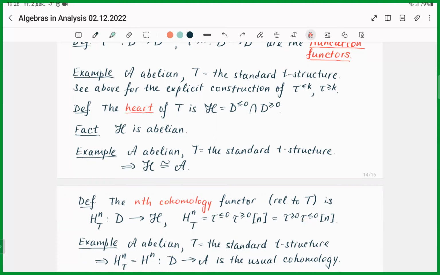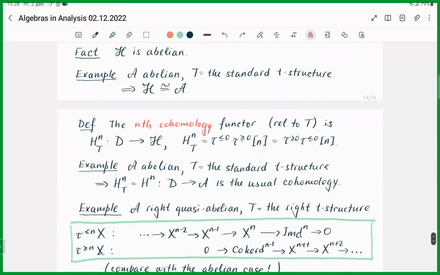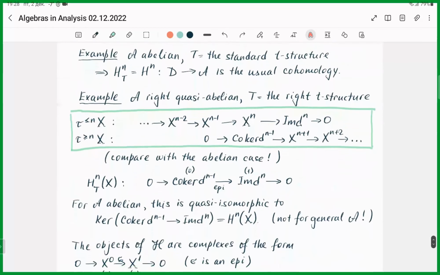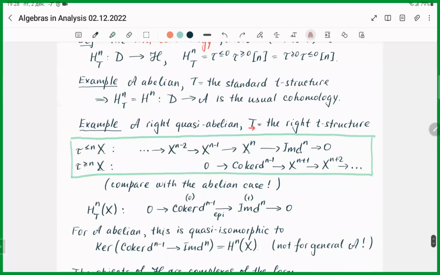Again, if we look at the simplest example where A is abelian and T is the standard T structure, we see that this cohomology functor relative to T is nothing but the usual cohomology, which makes sense for any abelian category. And now let's look at our main example. So we suppose that A is right quasi-abelian, and T is the right T structure constructed by Schneiders. In this case, the truncation functors look similar, but not exactly as in the abelian case. If we compare this with the abelian case, we see that the right truncation is exactly the same. So it is concentrated in degrees greater than or equal to n, and it has the co-kernel of d^{n-1} in degree n.